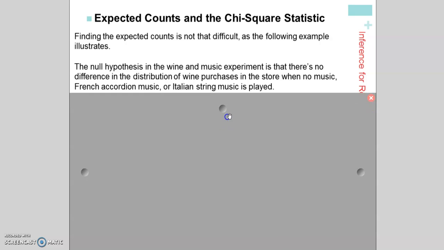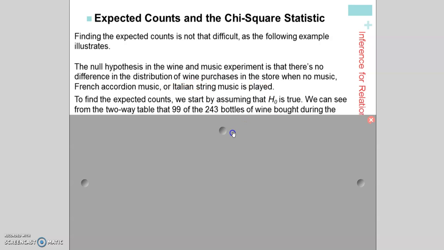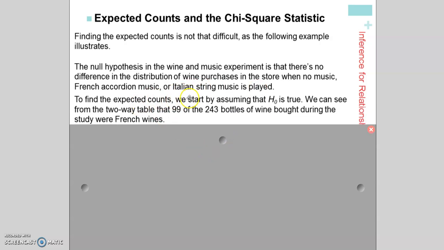Well, here's what we do. The null hypothesis is that there's no difference in the distribution. So our null hypothesis is that the type of thing being played didn't make a difference. To find the expected counts, we assume the null hypothesis is true.